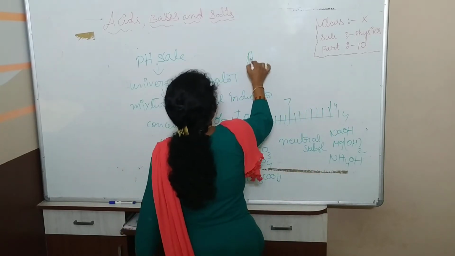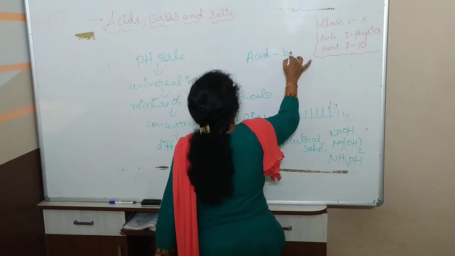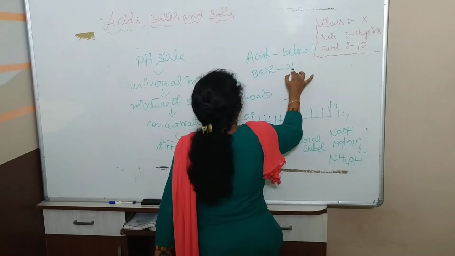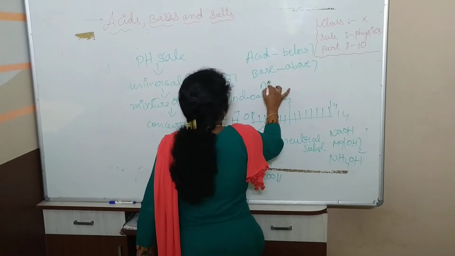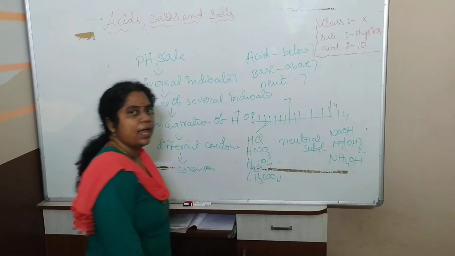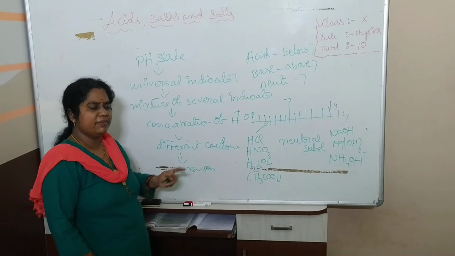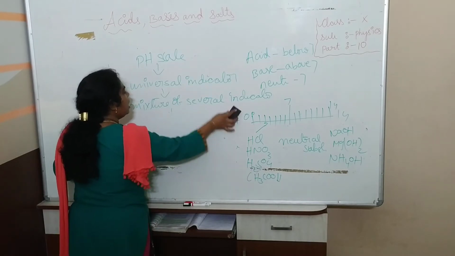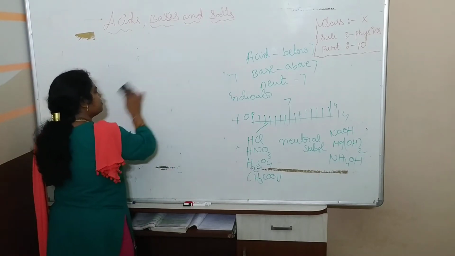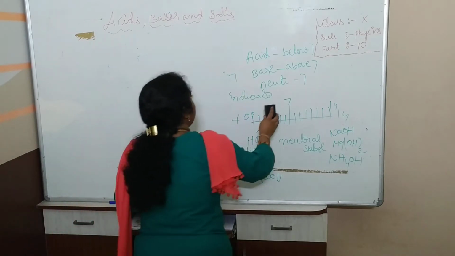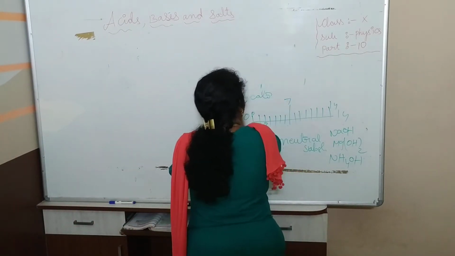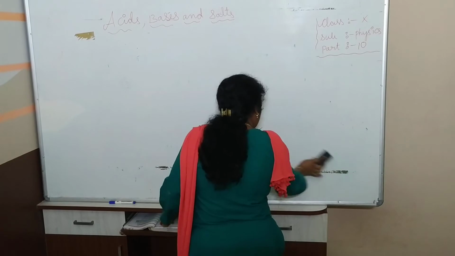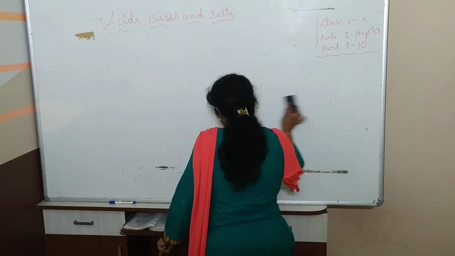So acids will have pH below 7, and bases will have pH above 7, and for a neutral substance the pH will be 7. Acids are the substances which have pH below 7, bases are the substances which have pH above 7, and neutral substances are the substances whose pH is 7. I am telling you the pH scale will show, depending upon the hydrogen ion concentration, different colors.